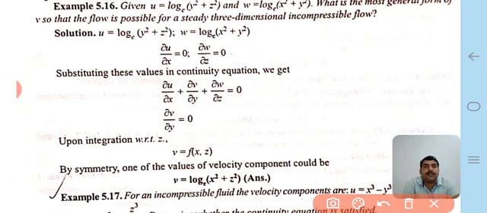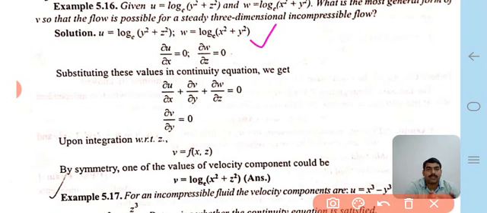Therefore, we come to the solution part. Here, u is equal to and w is equal to are given. Now differentiating both velocity components with respect to x and with respect to z, because the x-axis component and z-axis component of velocity are given, del u upon del x is equal to 0, and del w upon del z is equal to 0.